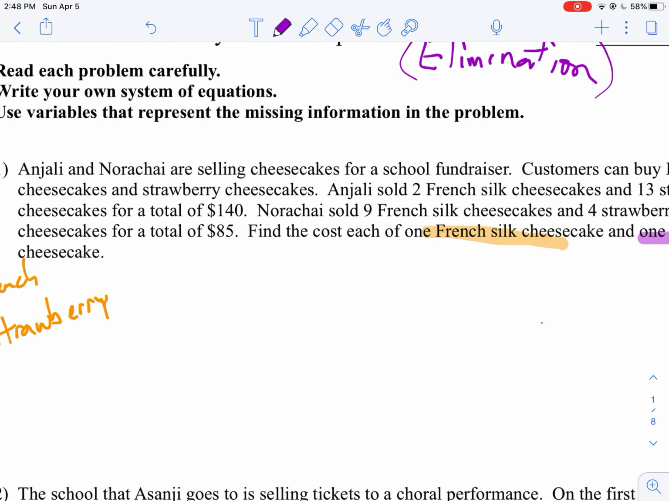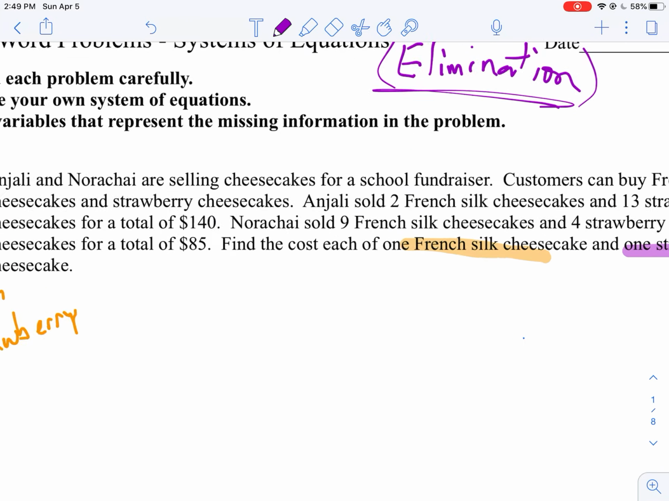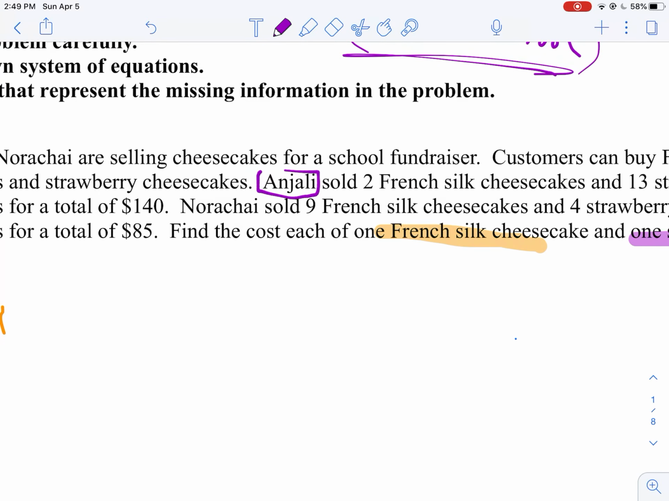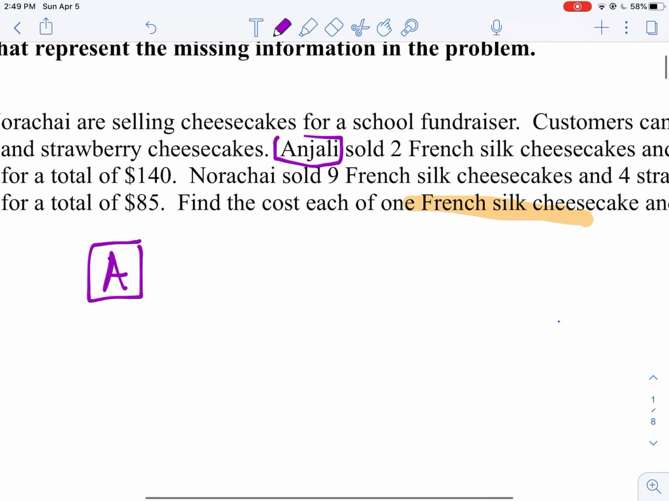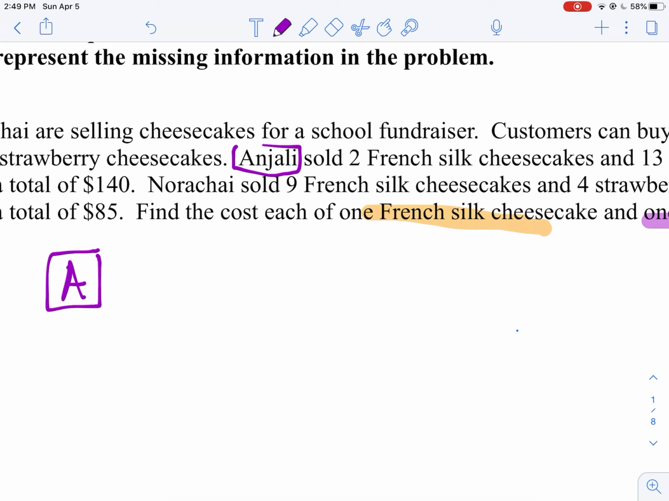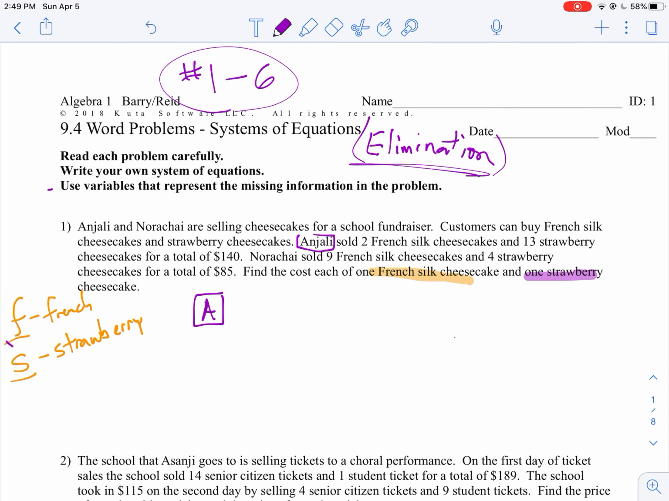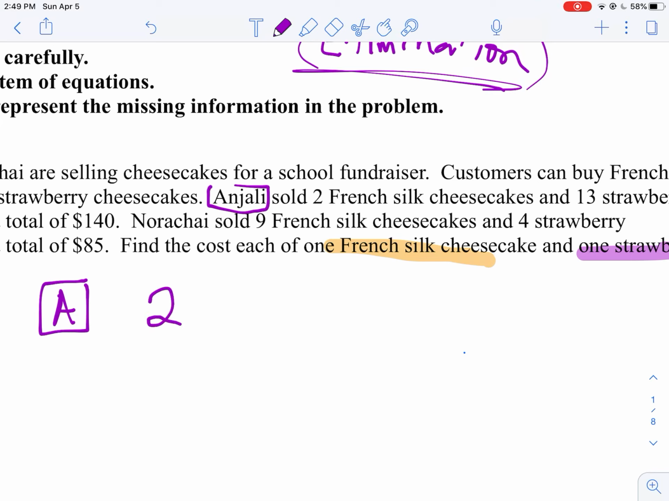All right, so let's go now into setting up our systems. We're going to have 2 equations, and we're going to write them directly above each other, just like an elimination problem. So let's start with our first person, Anjali. I'm just going to put a little A here. So this is going to be her system. All right, so sold 2 French silk cheesecakes. Now, if we knew how much they were, we could multiply 2 times whatever the cost was and know how much we would have made. But since we don't know the cost, that's what we're looking for. That's our variable. If she sold 2 French silk, that means I'm going to go 2F, and F represents the cost of the French silk.